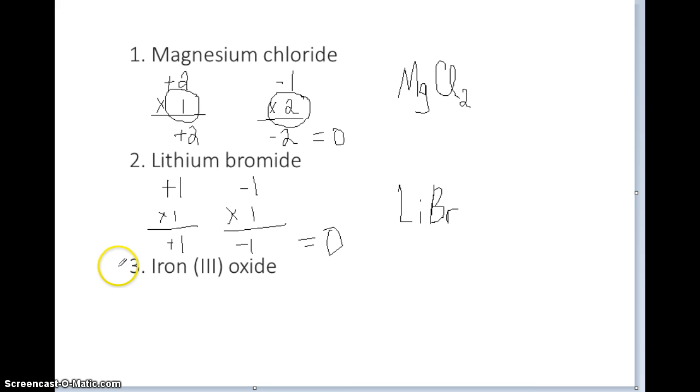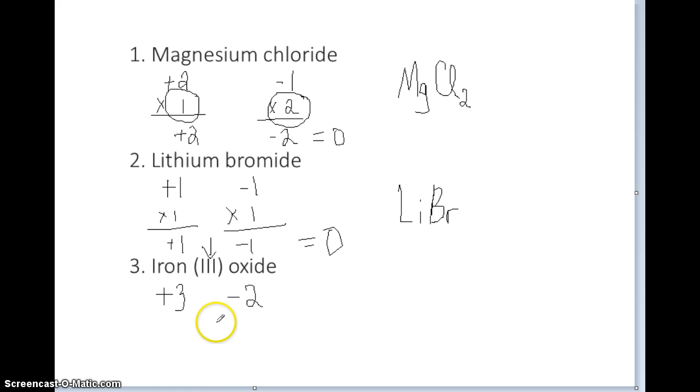Okay, the next one on our list is iron(III) oxide. Notice that iron is one of these transition metals. The only way to determine what their charge is is to look at what's in parentheses here. If you have a Roman numeral 3, that means that iron carries a +3 charge. Go on the chart and find oxygen. Oxygen is in group 16. It carries a -2 charge when it forms an ion.